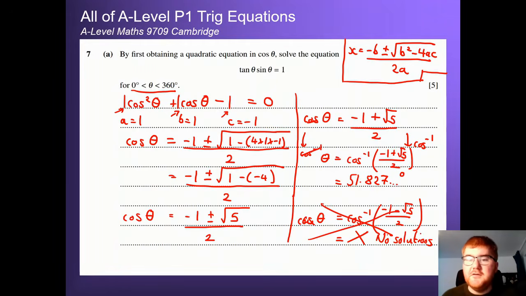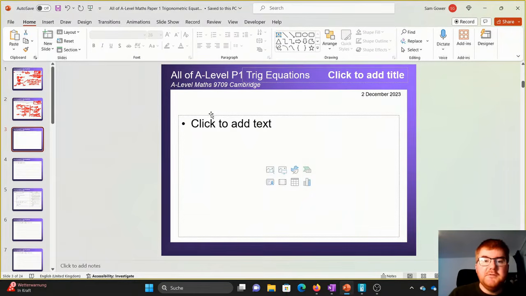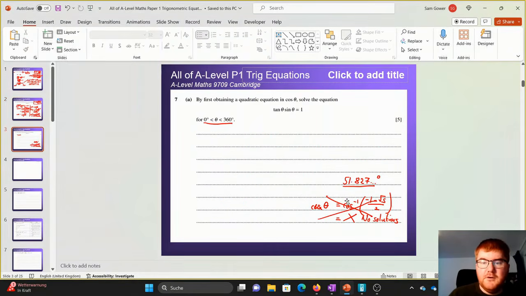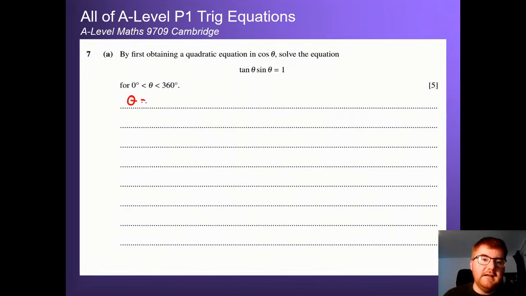I think it's useful just to go through this. However, we do have a positive solution. So minus 1 plus root 5 over 2 gives us 51.827 degrees. Now we're not entirely finished here because we need to find all solutions between 0 and 360. So I'm going to duplicate this, and let's work out now the other solutions here. So we have one solution. So we have theta as 51.827 degrees, which will round at the end.